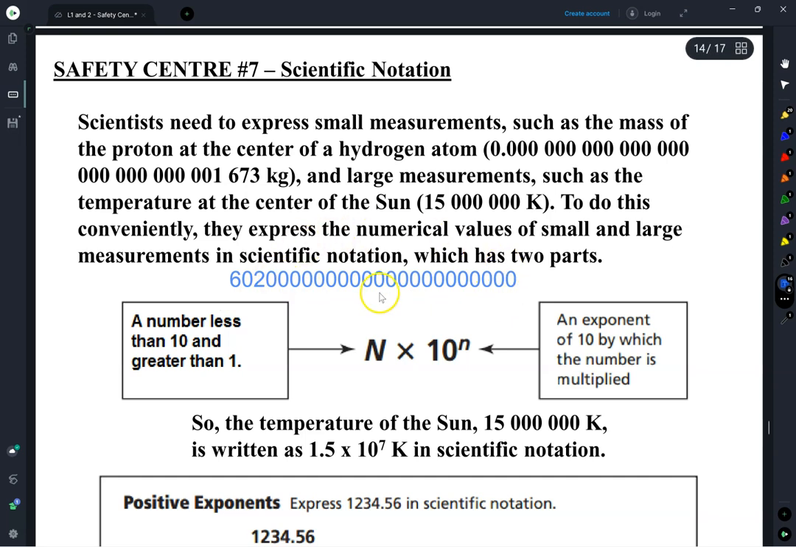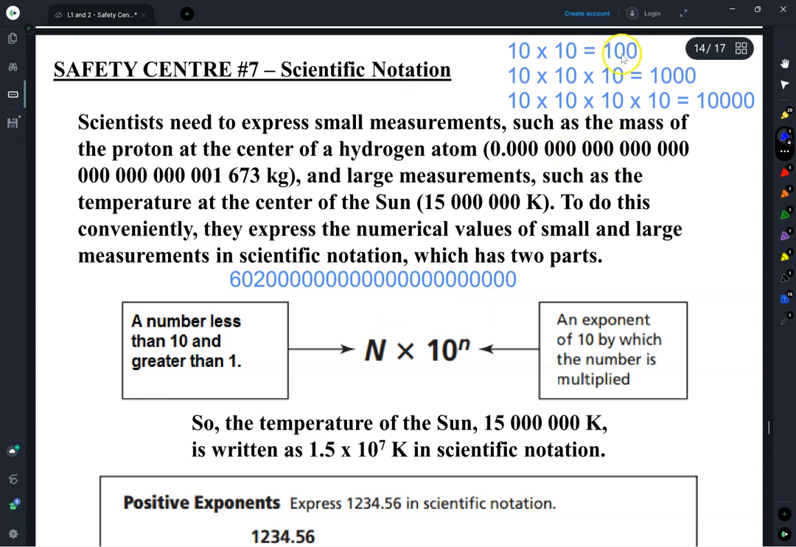It would take up a lot of time, and you are likely to make a mistake by missing a zero or adding an extra zero by accident. To solve this problem, we like to use scientific notation. Now, I could write 100 as 10 times 10, or I can write 1000 as 10 times 10 times 10. I can also write 10,000 as 10 times 10 times 10 times 10. But all of this can be shortened by using exponents.